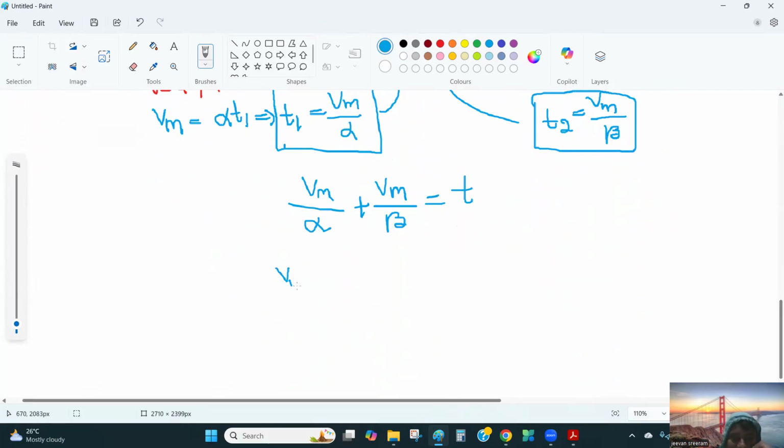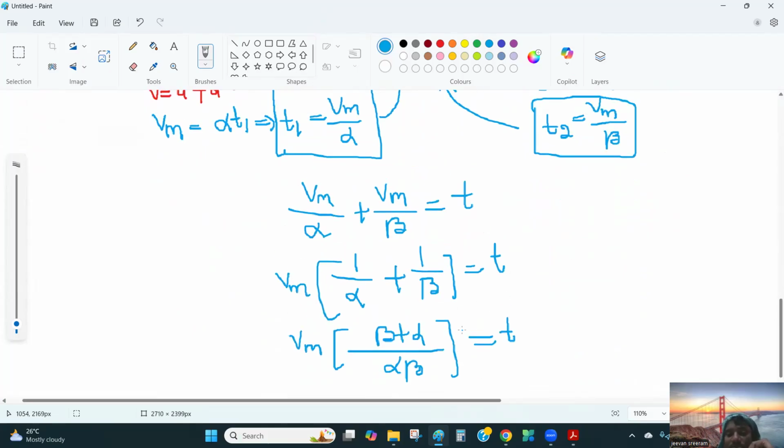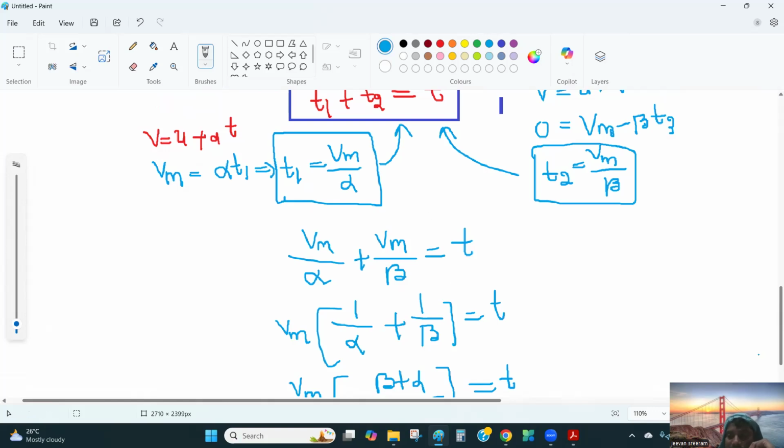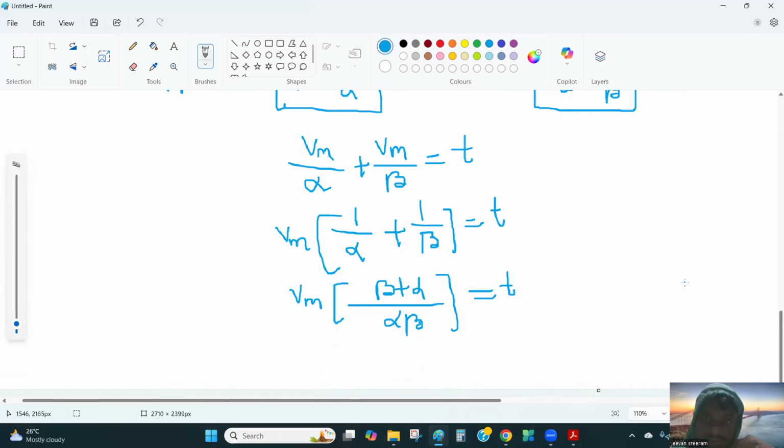Let's take Vm common: Vm into 1 by alpha plus 1 by beta is equal to T. So I need Vm, right? So you can just go with beta plus alpha over alpha beta; alpha plus beta or beta plus alpha, both are the same.